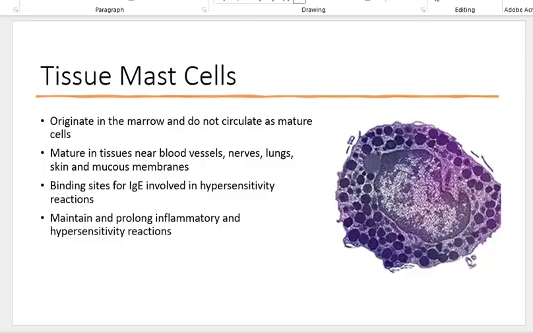There is a defense against pathogens. They help fight parasites, release antimicrobial peptides, and recruit other immune cells. They secrete growth factors that aid wound healing and angiogenesis. They interact with T cells, B cells, eosinophils, and dendritic cells to coordinate immune responses.